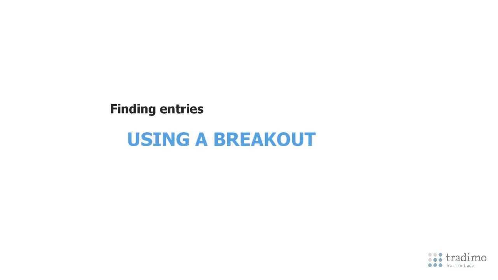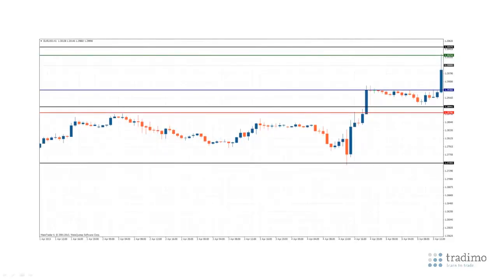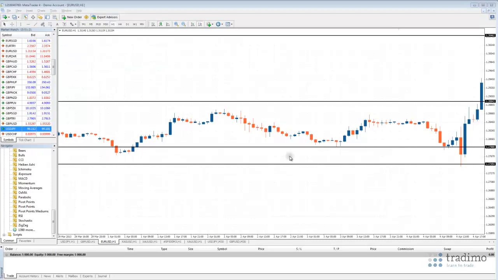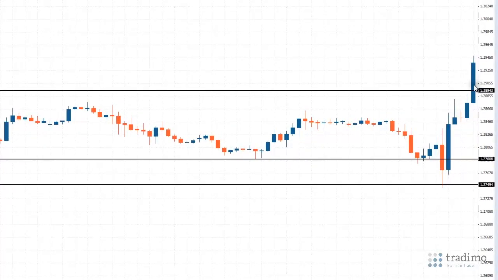In this lesson we're going to learn two methods of entering into a trade when a support or resistance level is broken. Using the support and resistance strategy, you can also look to enter into long trades when a resistance level is broken, or into short trades when a support level is broken. Now, there are two methods to do this, and I'm going to start by showing you the first one.